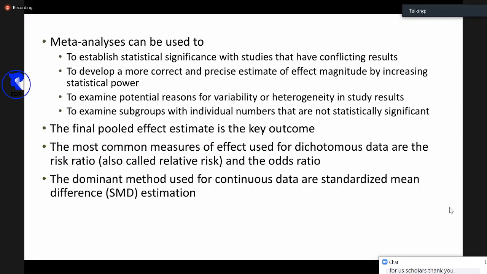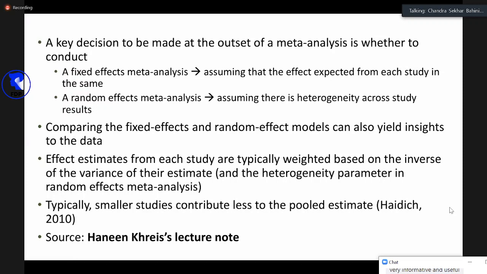It is also used to examine potential reasons for variability and heterogeneity in the study results, and to examine subgroups, where individual numbers are the key to statistical significance. So finally, the overall effect estimate is the key outcome. Since it is dichotomous data, just 0-1 data, we calculate the odds ratio, and then we use some statistical methods. There is the fixed effect meta-analysis, assuming the effect expected from each study is the same, or sometimes we use the random effects model, assuming there is heterogeneity across the studies. Then we compare them.